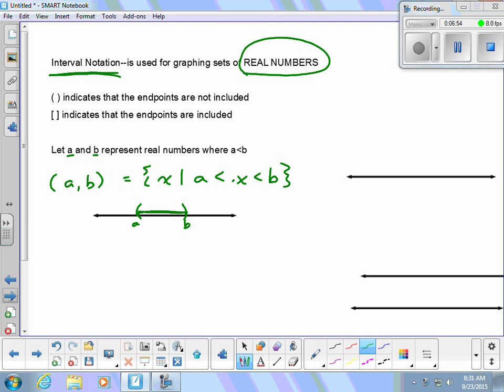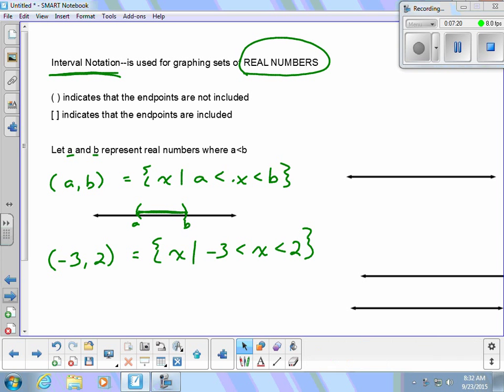So an example using real numbers would be (-3, 2), which would be the set of all x values such that, and here always work from low to high, -3 is less than x, which is less than 2. Okay, so when you've got the round brackets, you're always just using the less than symbol, not less than or equal to. So let's put a number line here to show this one.